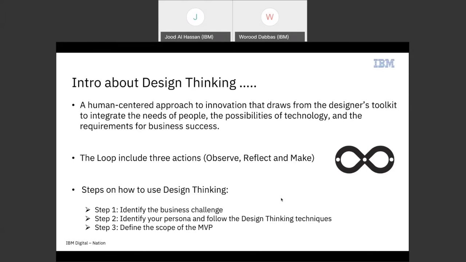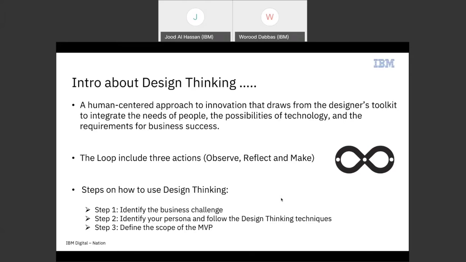So design thinking focuses on 3 key elements, which are the actions mentioned in the slide: observe, reflect, and make. What does each one of these words mean? Observe, meaning that we have to observe the marketplace, we have to observe the challenges around us, we have to see who our audience is, and so on, and what our capabilities are.